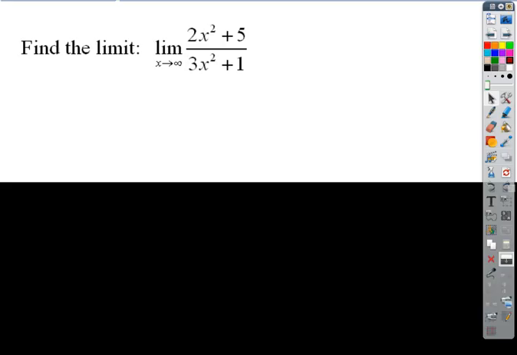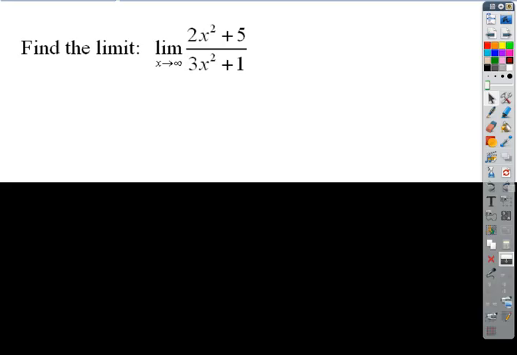Each of these 3 examples is exemplary of a category of rational function that, as a product of what we're doing right now, we'll be able to take limits of by inspection. We won't have to do any math at all. We'll be able to just look at them and tell what the answer is. But we've got to do the legwork first. We've got to figure out what kind of result we get here.